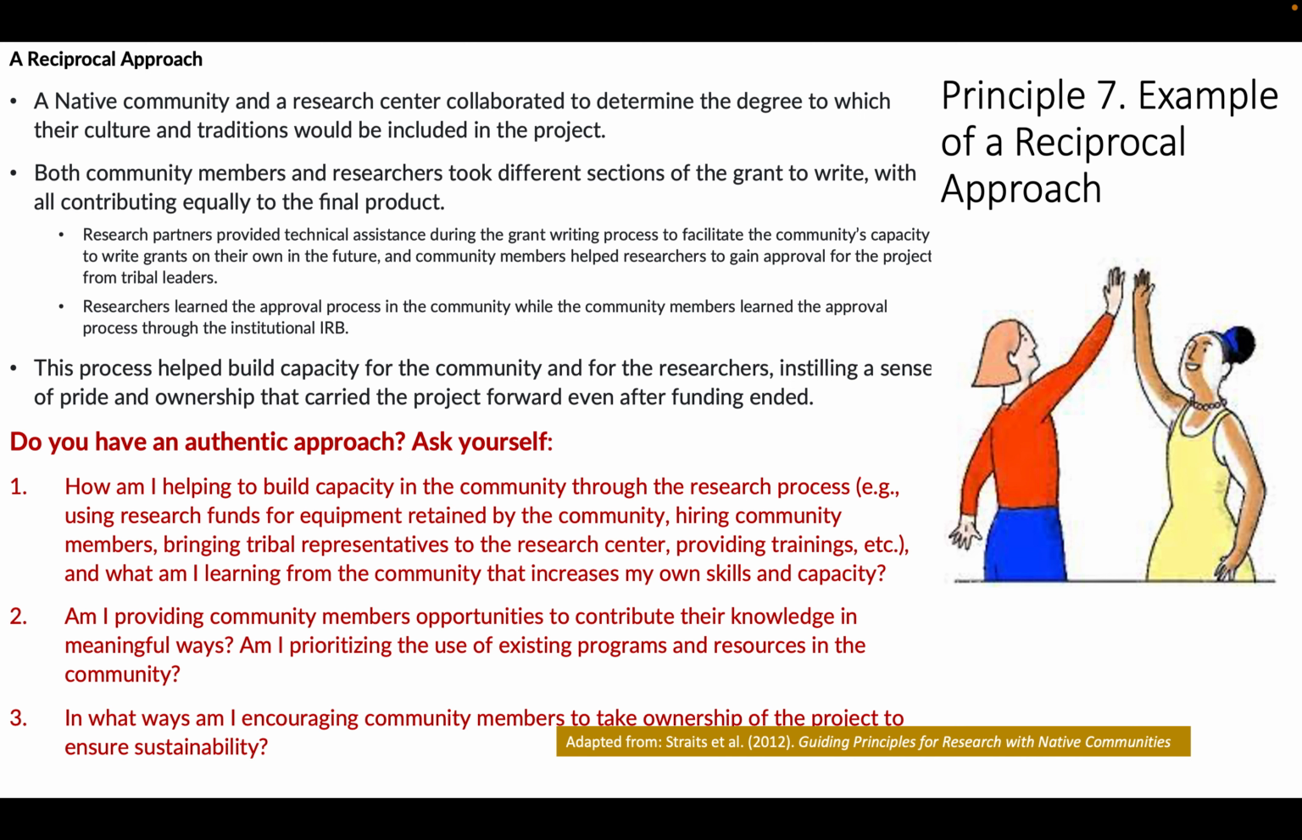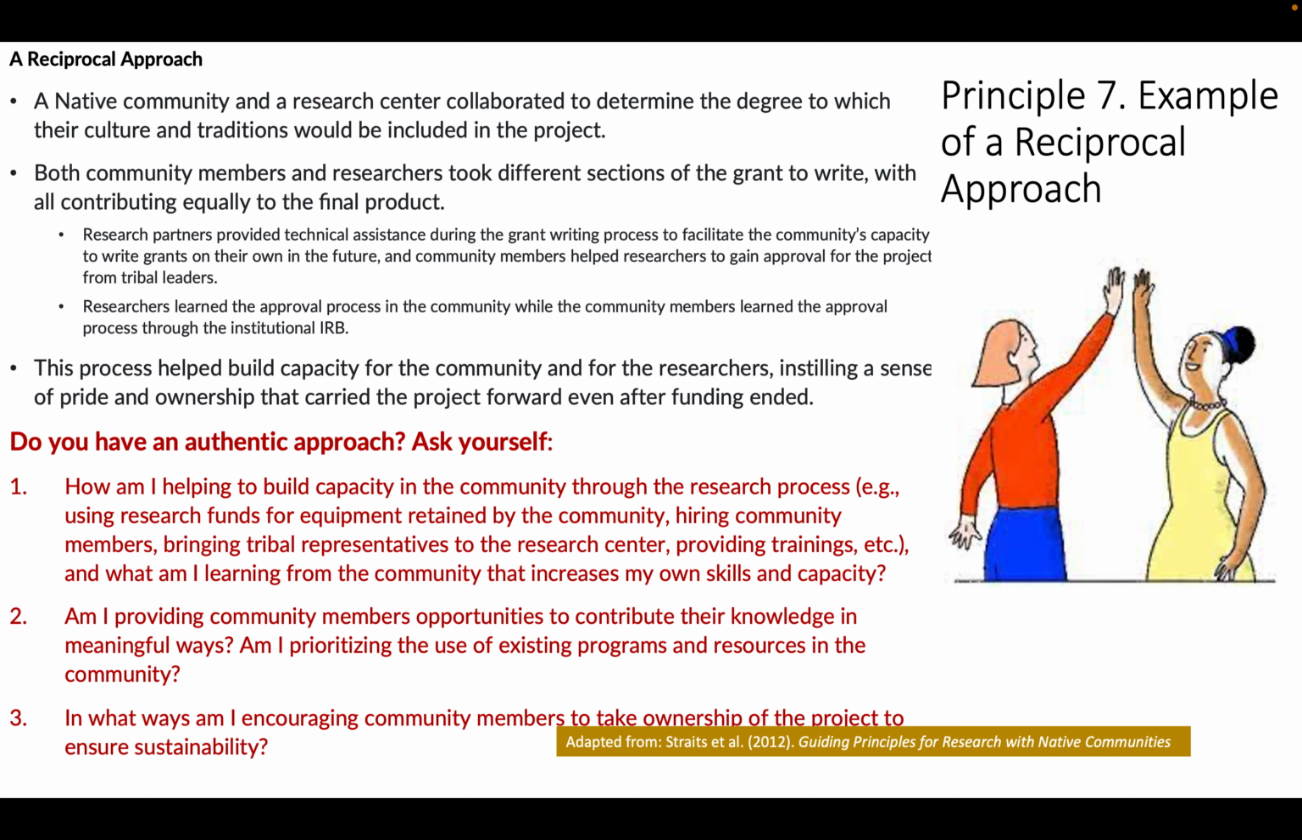Do you have an authentic approach? Ask yourself, how am I helping to build capacity in the community through the research process, for example, using research funds for equipment retained by the community, hiring community members, bringing tribal representatives to the research center, providing training, etc. And what am I learning from the community that increases my own skills and capacity?